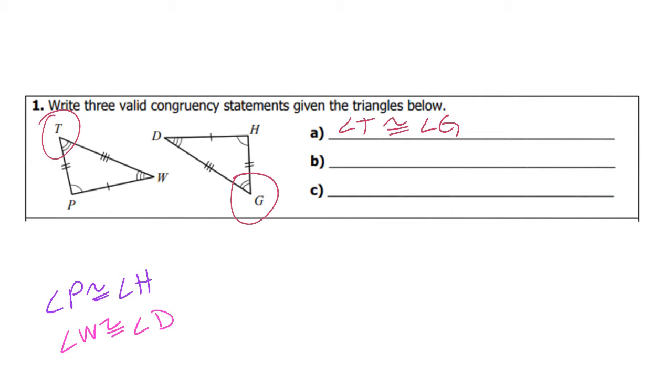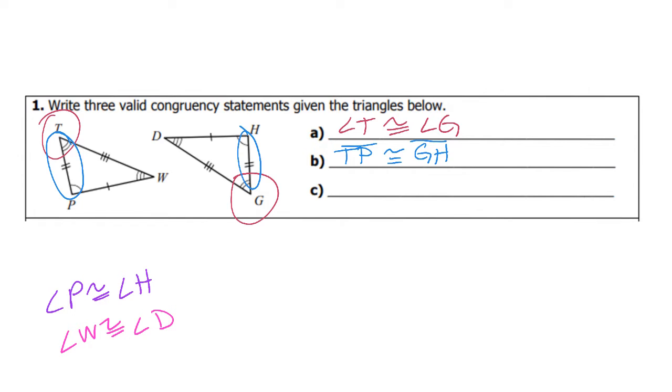If you wanted to list sides, I'm going to do one of each on here. Sides, I'm going to say side TP. And remember, you have to have the line over it if it's a side, angle in front of it if it's an angle, is congruent to side GH. So that was TP and GH.